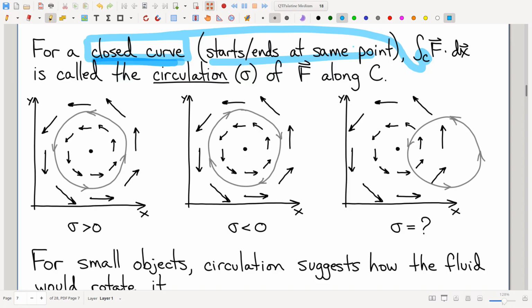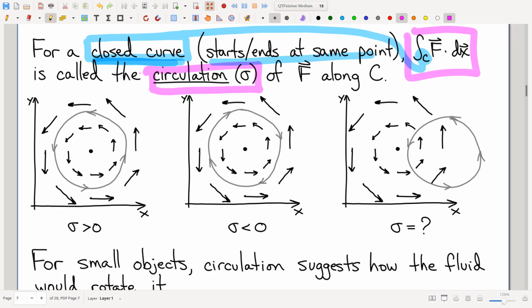But ultimately, what we're talking about here is still just the vector line integral. It's just a special case of the vector line integral where your curve kind of ties itself off at the end, right? It ends up at the same point that it started at, and so it makes a loop, sort of. Okay. And in that special case, by the way, the term we use is circulation. Lowercase Greek letter sigma, very often.